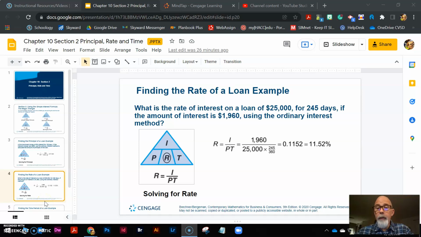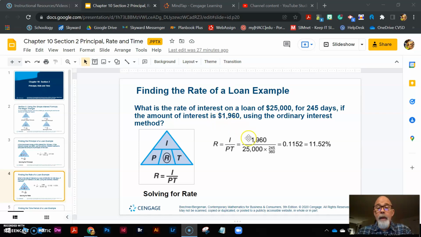Hey everyone, I'd like to share with you in this video how we can go back and solve for rates. Looking at our magic triangle here, again, I think you'll understand the principle we want to do. They're going to give you some information: the principal, the number of days, and the interest. What we don't have is the rate, the interest rate, the percentage. So that's what we have to solve.